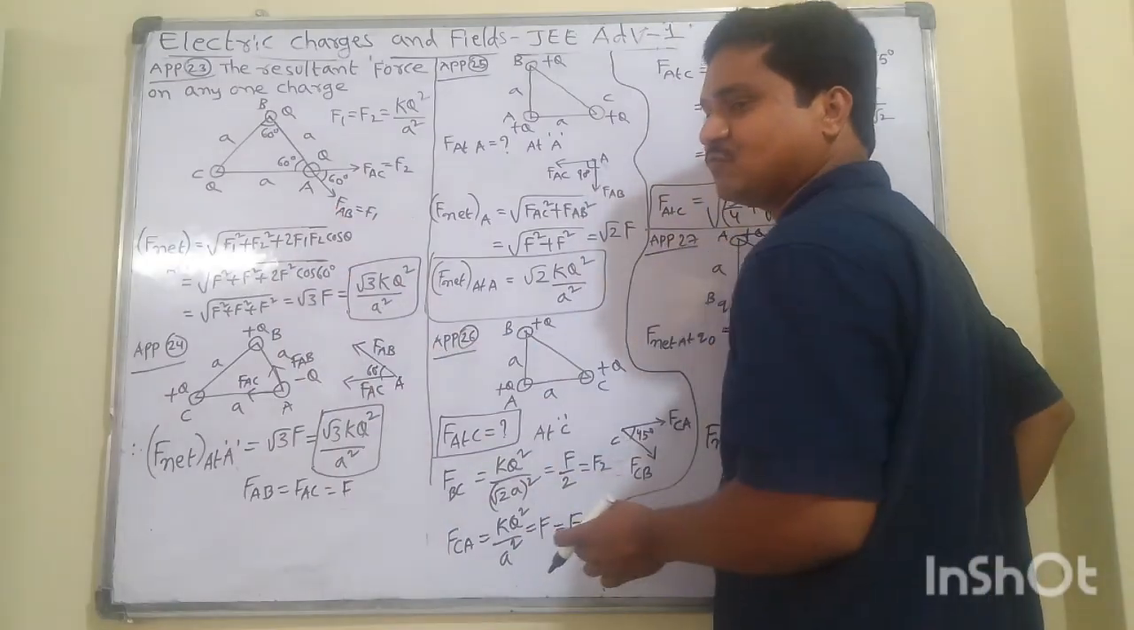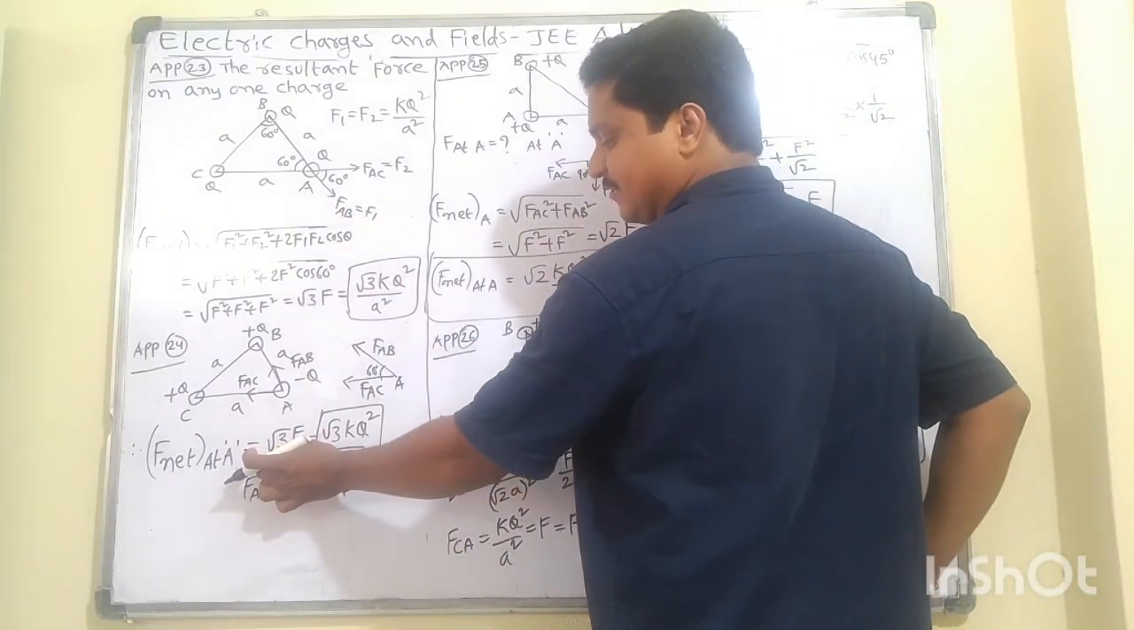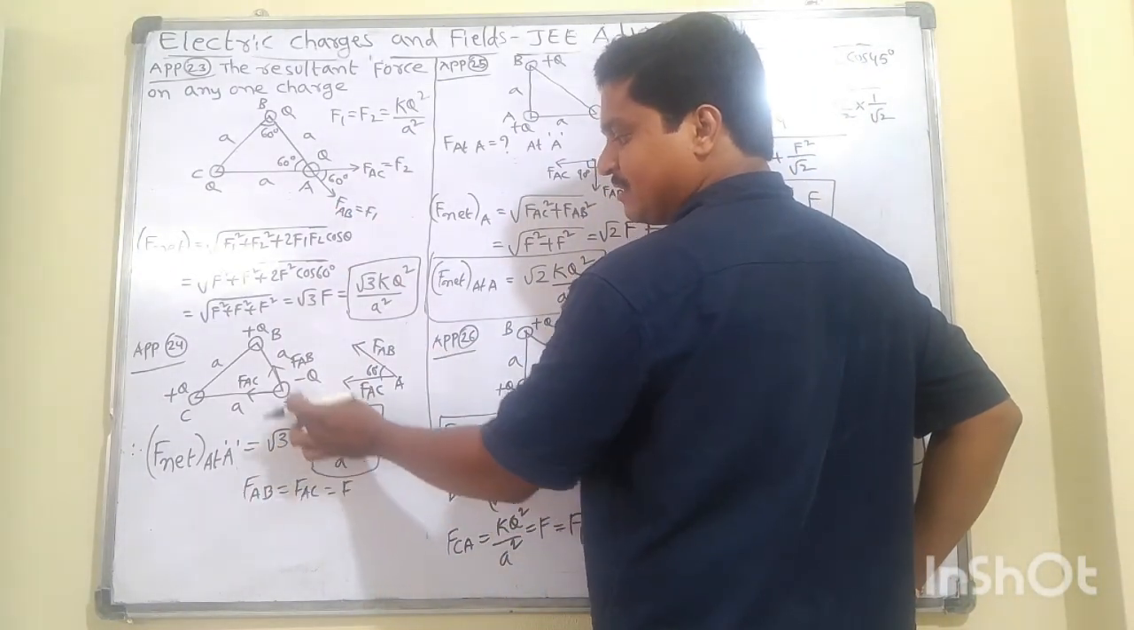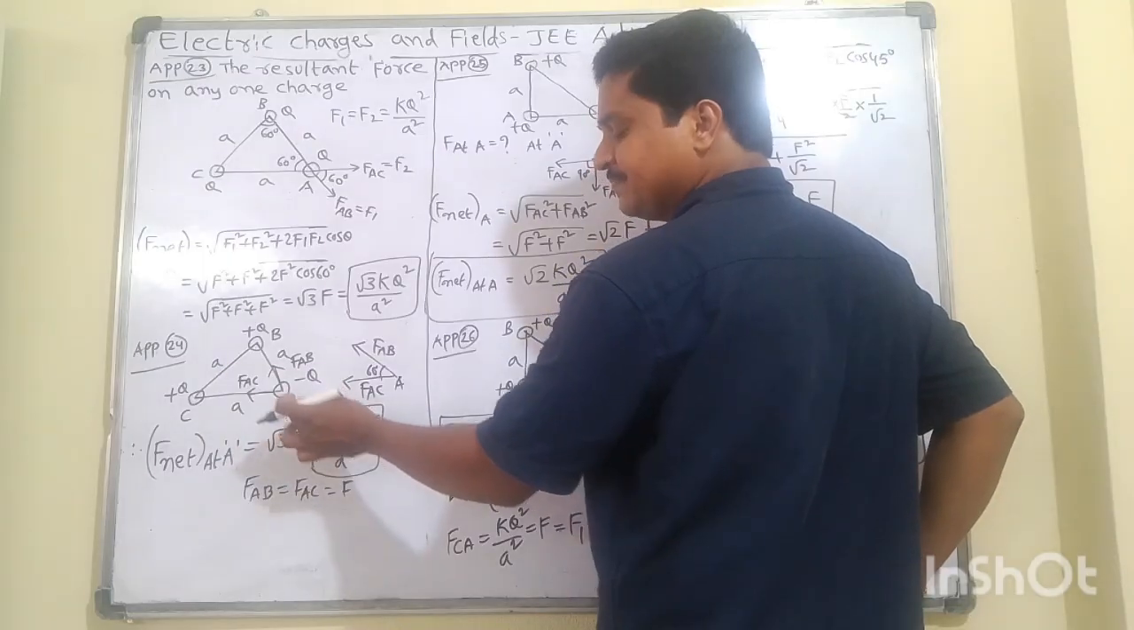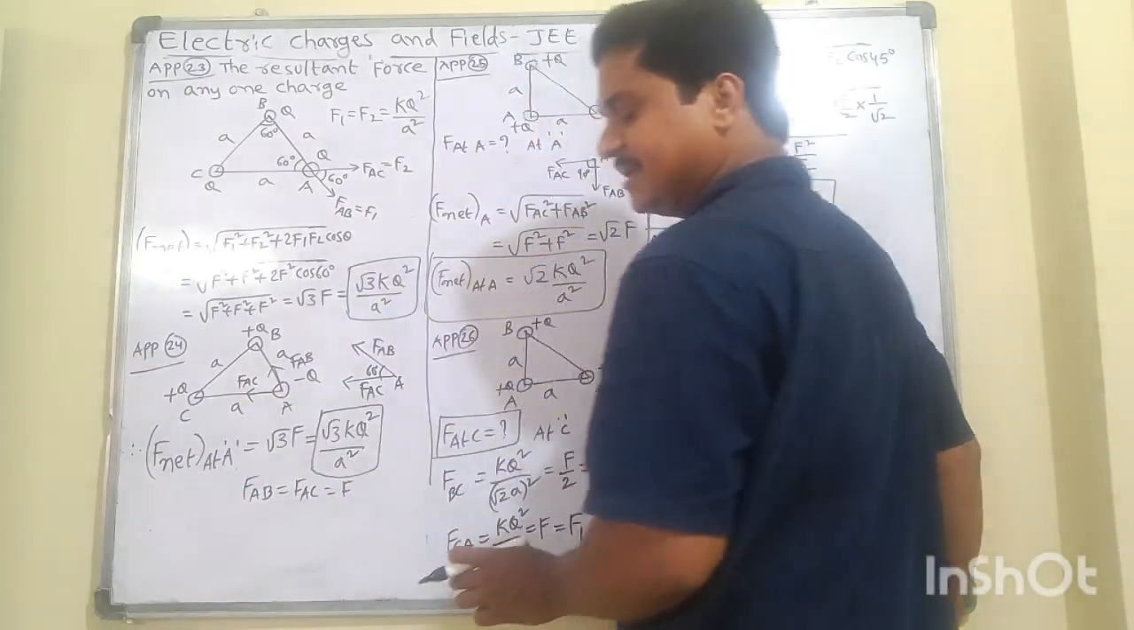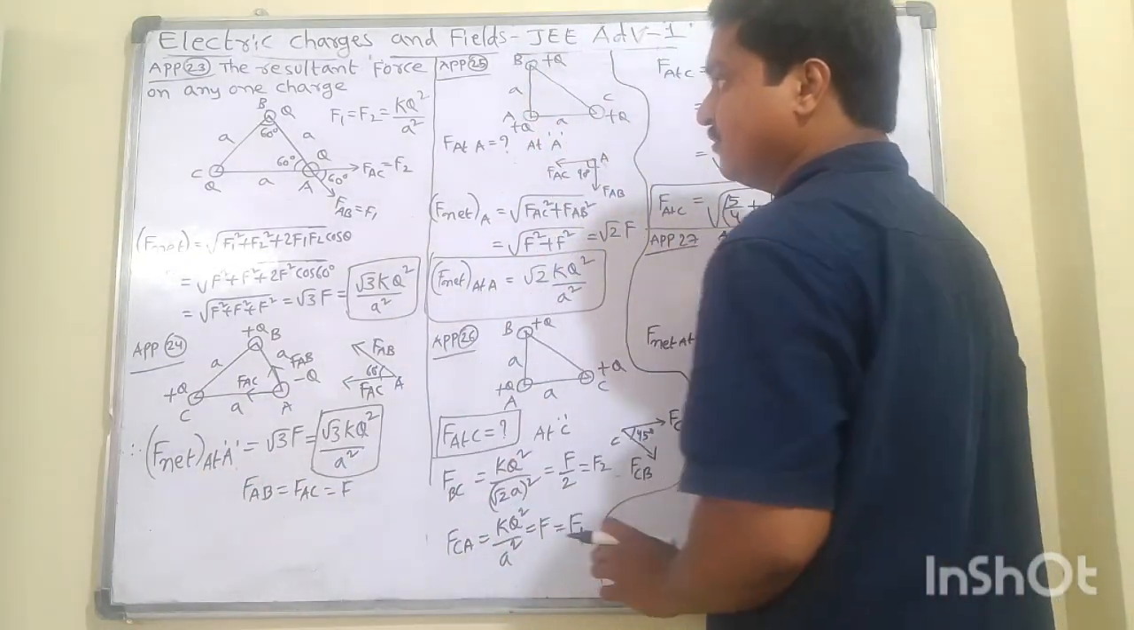Like in the previous case, you get the same thing, root 3 f, that is root 3 into kq square by a square. Why? Because for two charges, kq square divided by the distance between the charges, a square. So that is about 24.